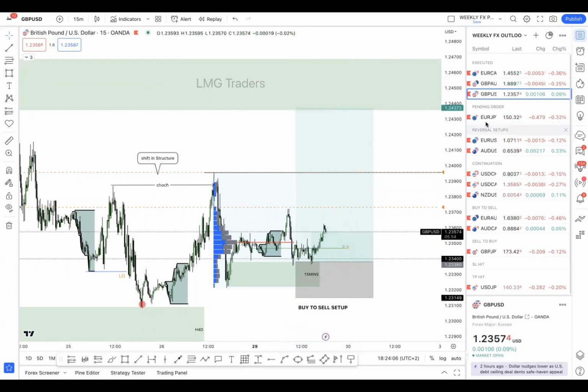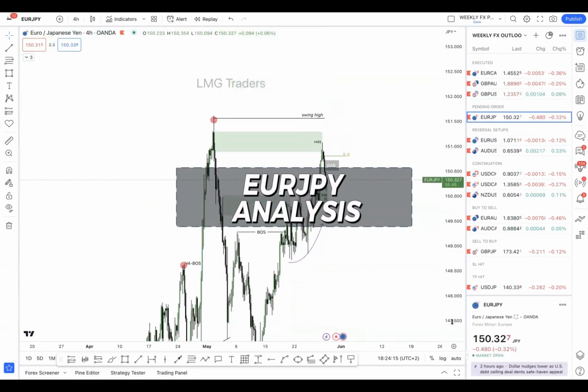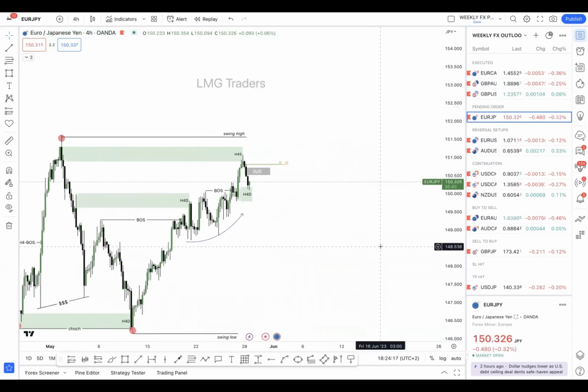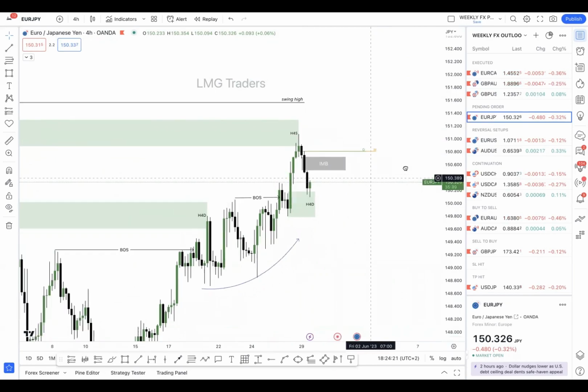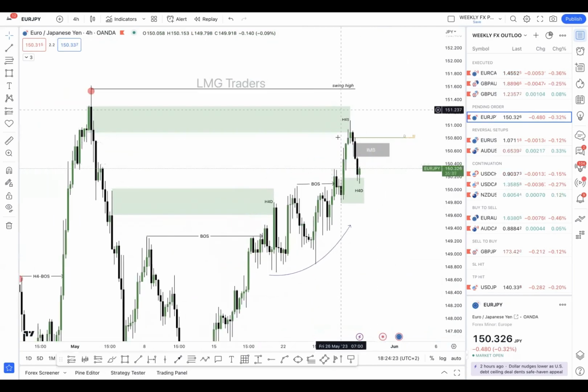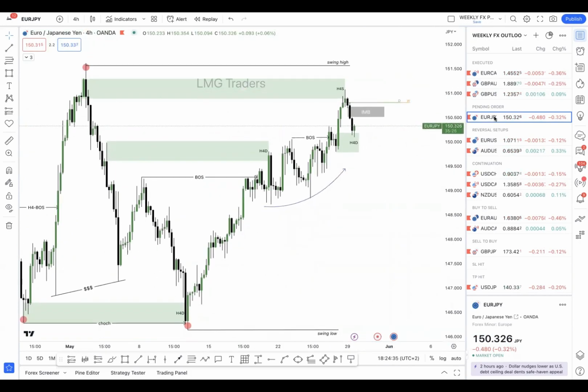And then the other setups that I do have: EURJPY. With EURJPY, as you can see, I'm just waiting for price to come into this imbalance right here for an entry. Price has respected this supply zone, and now I'll be looking for price to come towards that imbalance and then eventually push to the downside, after respecting this demand zone. So yeah, this is what I have on the pending order section.